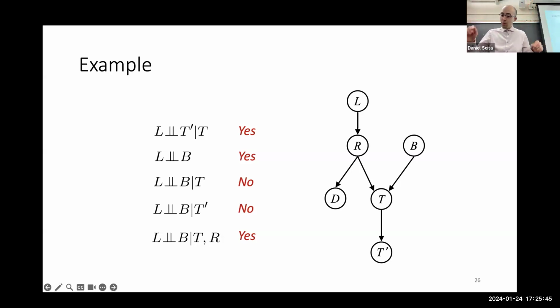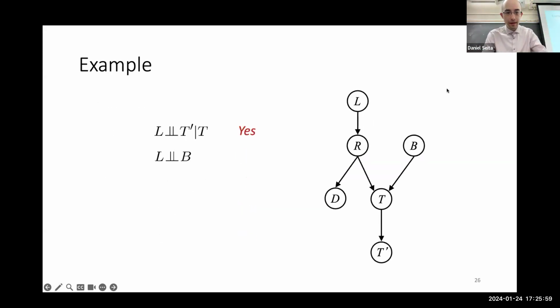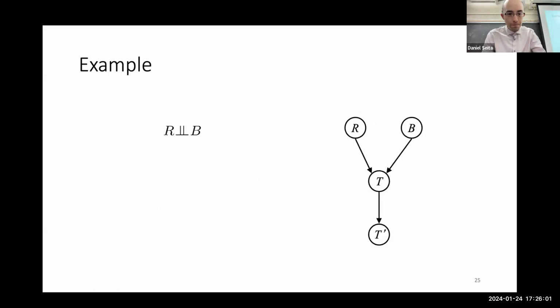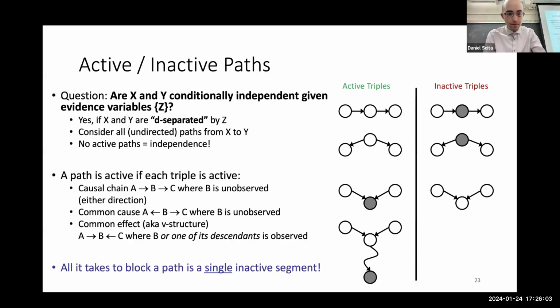Can we conclude that if there's one inactive triple on the path, then the whole path is inactive, even if other triples are active? Yes. I think I mentioned that here. You can have a path that's very long.